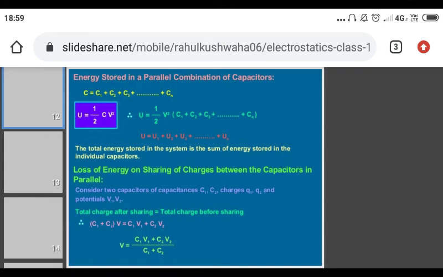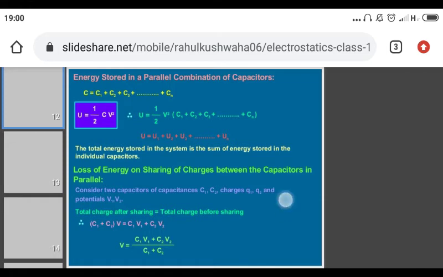You can understand this problem by another name, or you can simply say redistribution of charge between two charged conductors connected together, capacitor or conductor, I am simply saying. So consider two conductors of capacitance, or capacitors. There is always a loss of energy on sharing of charges between the capacitors in parallel. Consider two capacitors of capacitance C1 and C2, charges Q1 and Q2 and potentials V1 and V2.